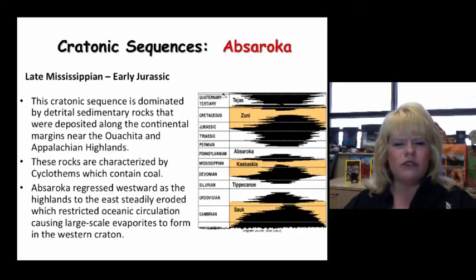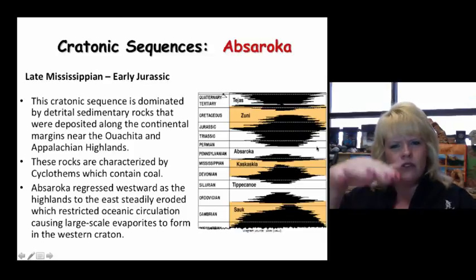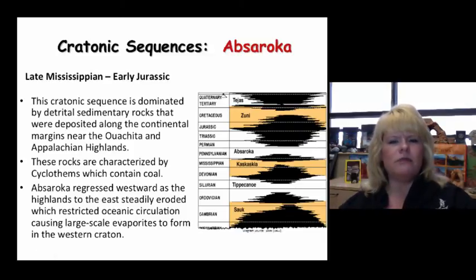This cratonic sequence is dominated by lots of detrital sedimentary deposition, meaning sedimentary rocks like shales, sandstones, siltstones, and conglomerates along the continental margins where we had mountain building on both the Cordilleran and the Appalachian Mobile Belt. We had minor sea level rises and falls, especially in the eastern margin near the Appalachian Mobile Belt, which was responsible for laying down lots of coal deposits, which are found in cyclothems. So when we get to Pennsylvania, we'll learn about cyclothems.